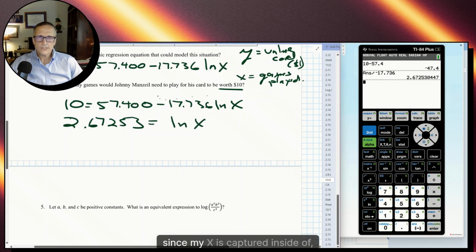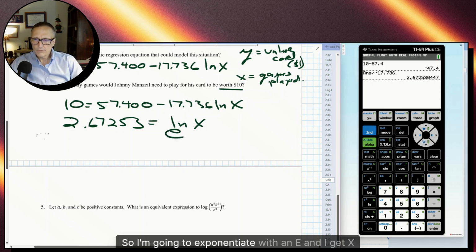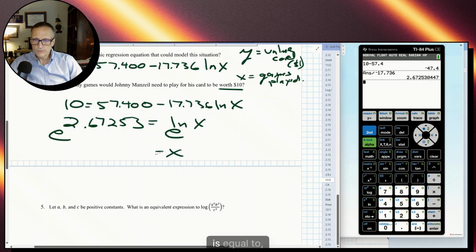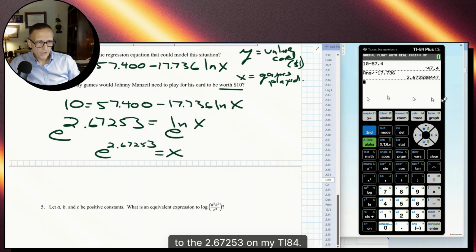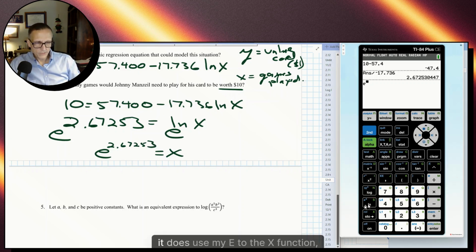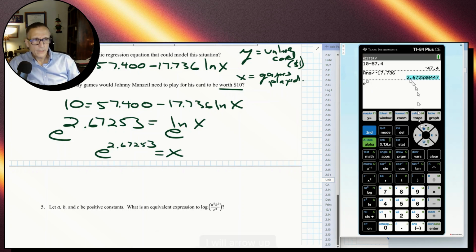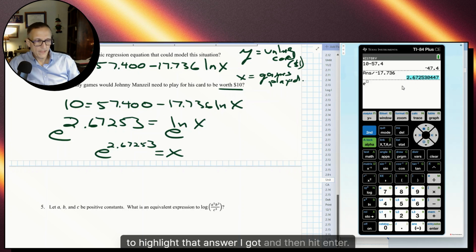Well, to solve for x, since my x is captured inside of a logarithm, I'm going to use the inverse operation of a logarithm, which is an exponential. So I'm going to exponentiate with the base of this logarithm. And remember, natural log is just a shorthand notation. It's a notation we use for log base e. So I'm going to exponentiate with an e, and I get x is equal to e to the 2.67253. On my TI-84, if I call up second function ln, it does use my e to the x function. It's waiting for me to put in the exponent. I will arrow up to highlight that answer I got, and then hit enter.